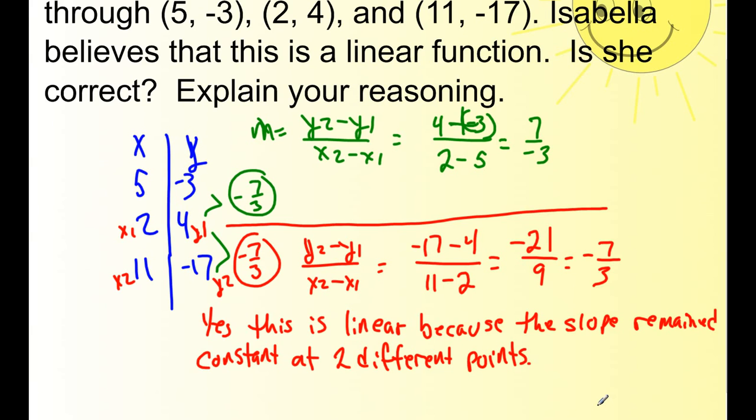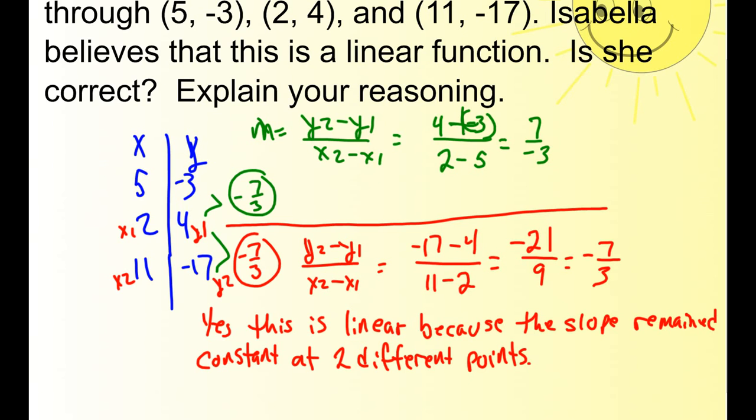There we go. Is she correct? And explain your reasoning. Yes, this is linear because the slope remained constant at 2 different points. And if you were unsure, we only have these 3 points here, but you could try different pairs, and you're going to find for all 3 of these, no matter what combination you use of the points, you're going to get the same slope of -7/3. So this is linear.